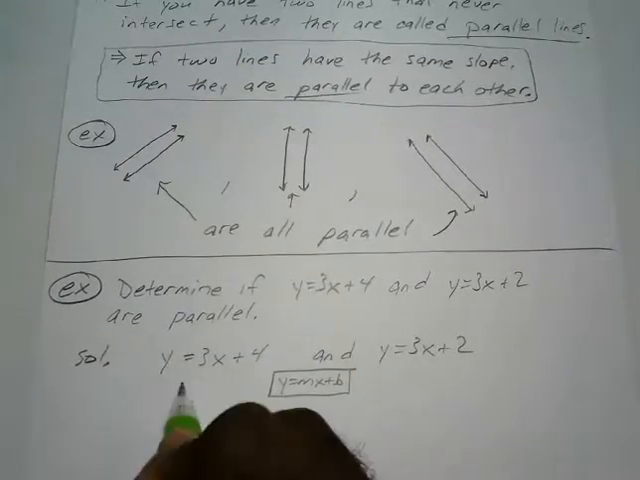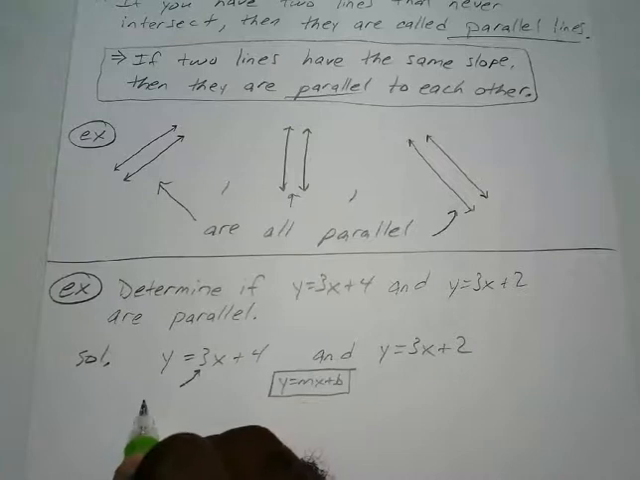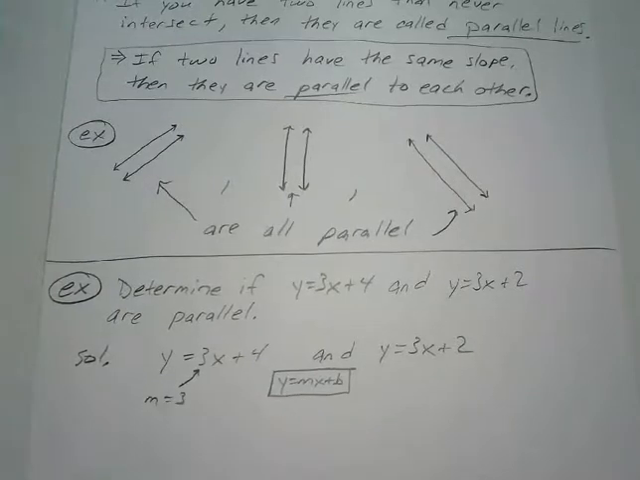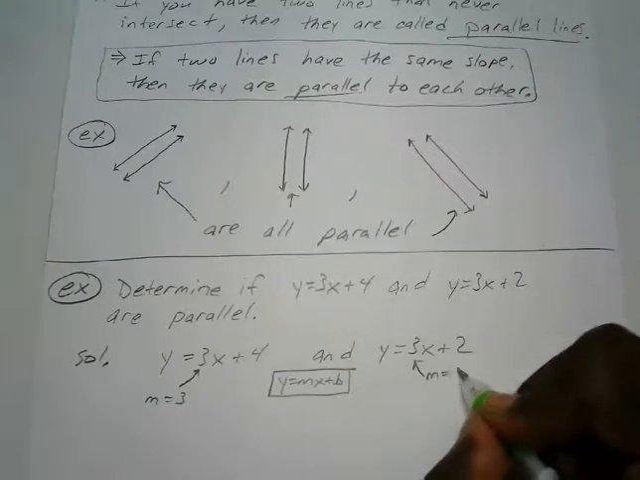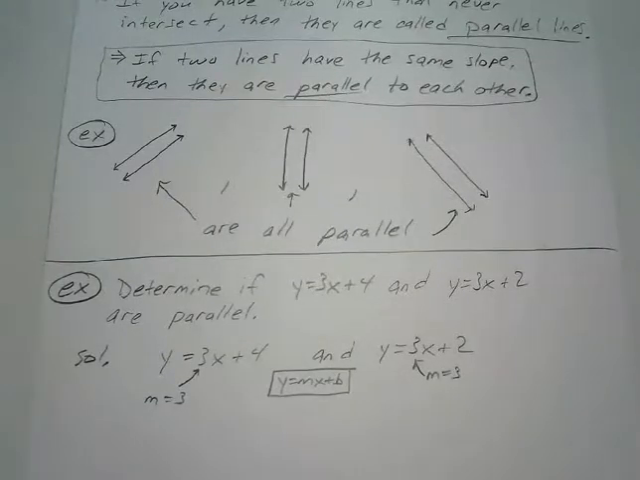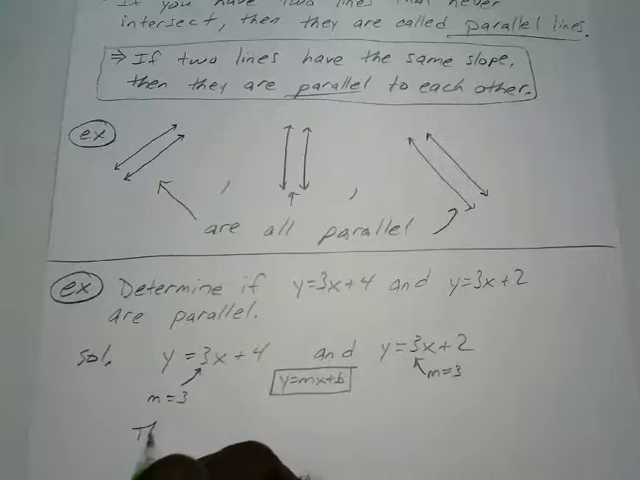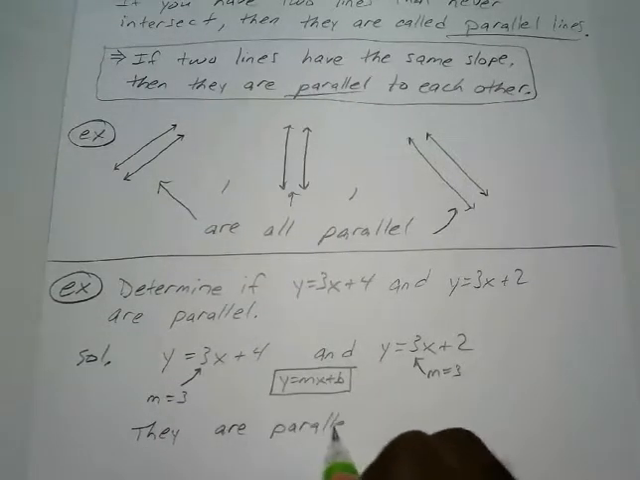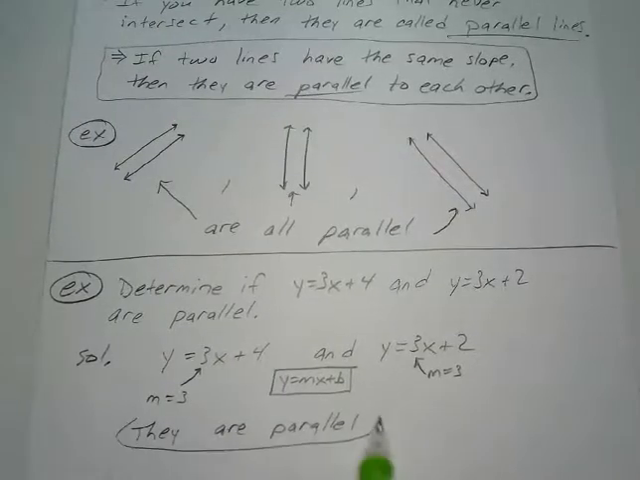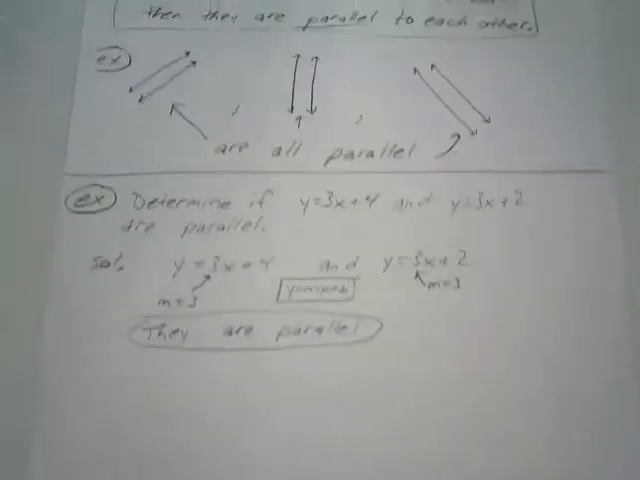Okay, so if you look at this here, you know that your slope is equal to 3. And if you look at this one, your slope is equal to 3. Okay, so right up here it says if two lines have the same slope, then they are parallel to each other. So we know that these two are parallel. Okay, like I said, pretty straightforward.